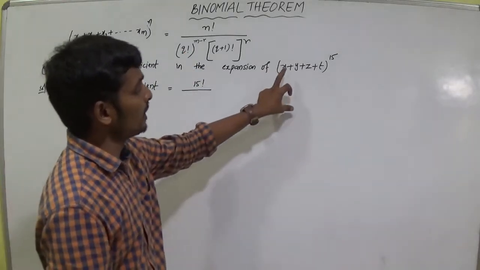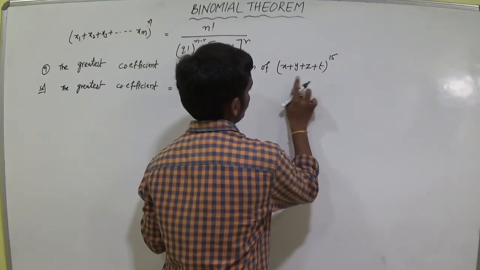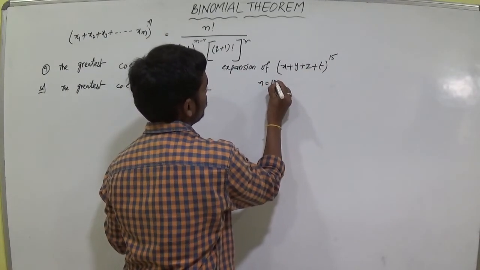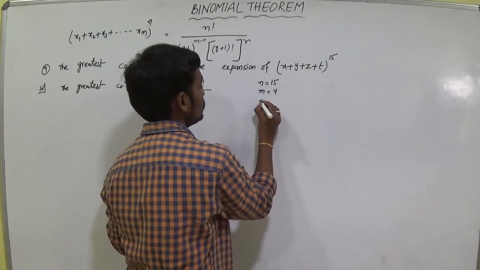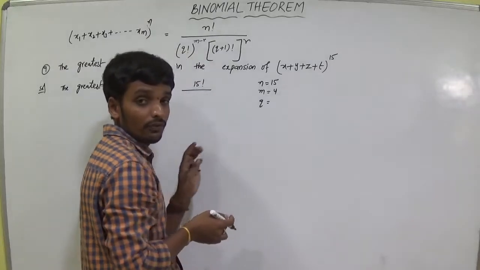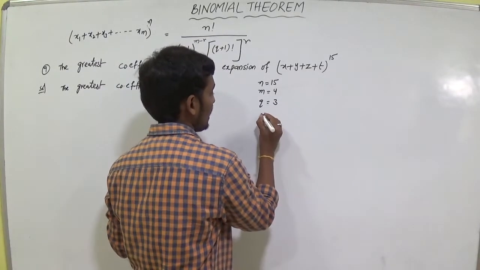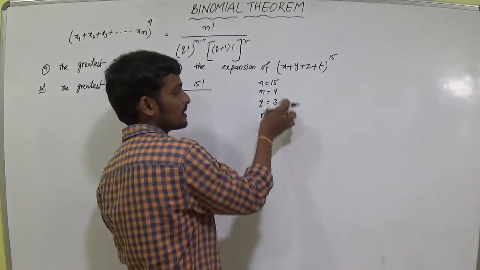How many terms do we have? 1, 2, 3, 4. So we can write clearly here: n is equal to 15, m is equal to the number of terms, which is 4, and q is equal to, if you divide 15 by 4, the quotient is 3. The remainder r is also 3. Why? Because 4 threes are 12, plus 3 is 15.